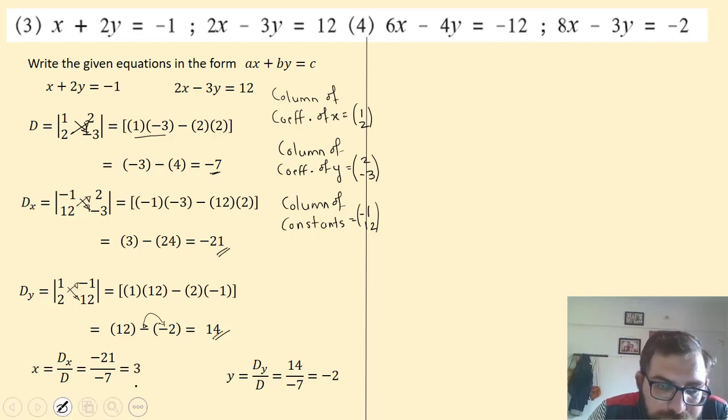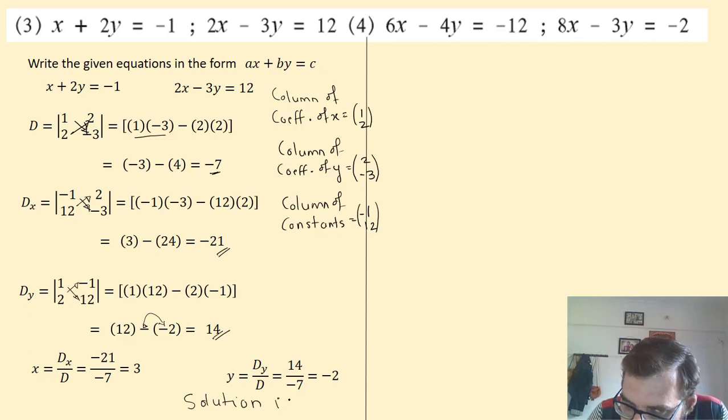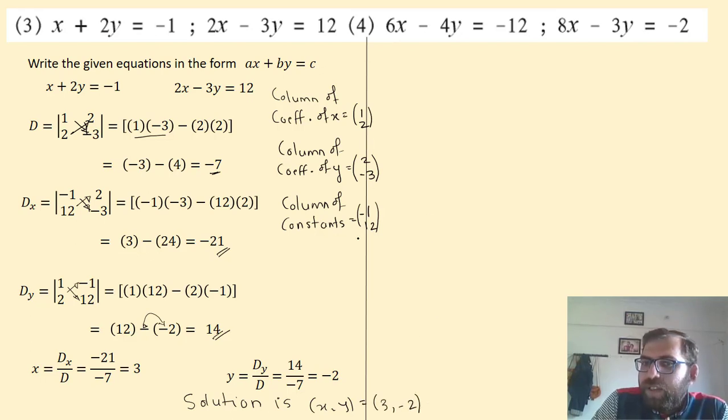So our solution is x comma y, which is nothing but 3 comma minus 2. Okay. Similarly, we can do the next one.